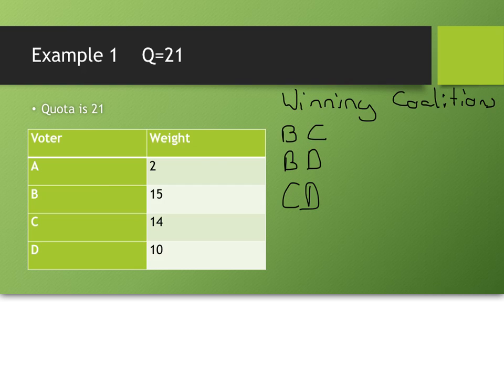Now, previous time I didn't write all those, so I'm going to write all the threes. So you have A, B, C. We have A, B, D. We have A, C, D. And we have B, C, D. That's all the three-person coalitions. And then obviously if everybody votes for it, if A, B, C, and D vote for it, then that's a winning coalition. Okay? So now that I have all the winning coalitions, I need to figure out how many times each voter was a critical player.